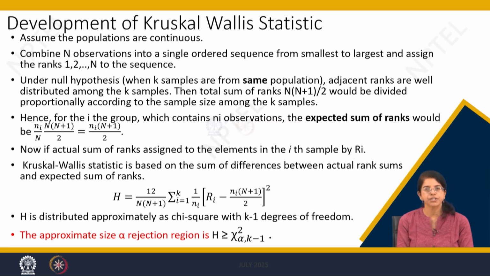The approximate size alpha rejection region is as follows. We reject the null hypothesis if the calculated H is greater than or equal to chi square alpha with k minus 1. So, what is the degrees of freedom of chi square? That will be k minus 1. If you have k populations to be checked, then k minus 1 will be the degrees of freedom of the chi square.